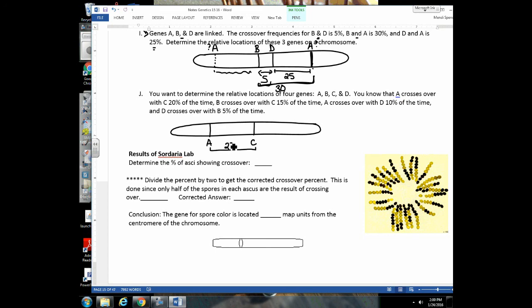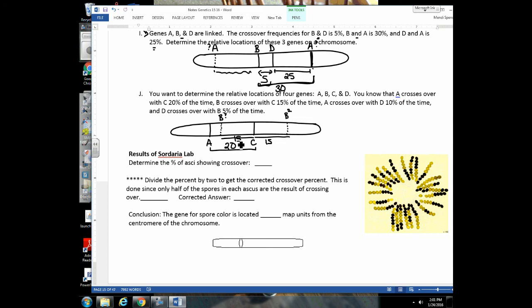The next clue says that B crosses over with C 15% of the time, so I'm going to put a mark here. B might be here, or we might go this way and put B here. And again, from C to B, we've got 15. Of course, from here to here would be 15, so I'm going to mark that line 15.